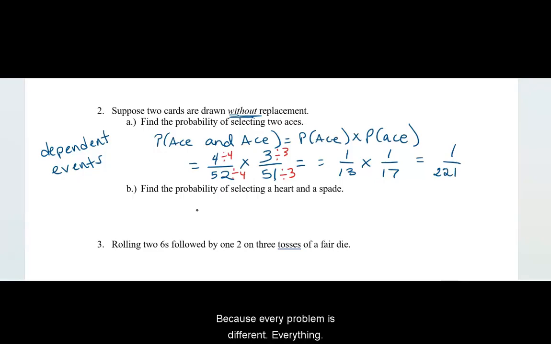Just in case, because every problem is different, sometimes you're asked for the fraction, sometimes you're asked for the decimal. So let's go ahead and take 1 divided by 221, and let's round 3 places. And if you look at your calculator, you should be seeing 0.005 if I round 3 places. That is the probability of getting 2 aces out of 4 when you're looking at a deck of 52 cards. So a very low probability.